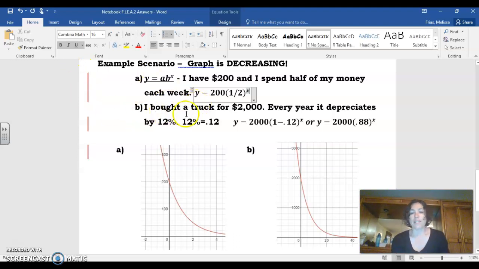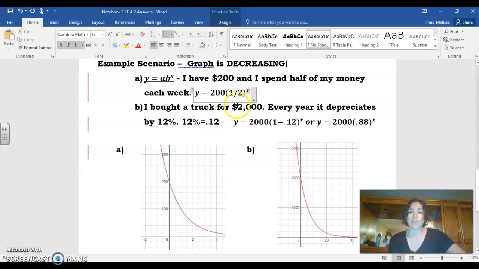For right here, this is an example, and this is a big one where a lot of you, if you're getting your driver's license soon, you might be looking at getting a vehicle or a hand-me-down vehicle, but depending on what your vehicle is, all vehicles depreciate. The second you buy it, the second you walk off the lot with it, it's depreciating. And this is a big way to use this formula, to figure out what it would be worth after so many years. So let's say I bought a used vehicle for $2,000, and every year it's depreciating by about 12%. So 12%, how do I write that as a decimal? I write it like that.